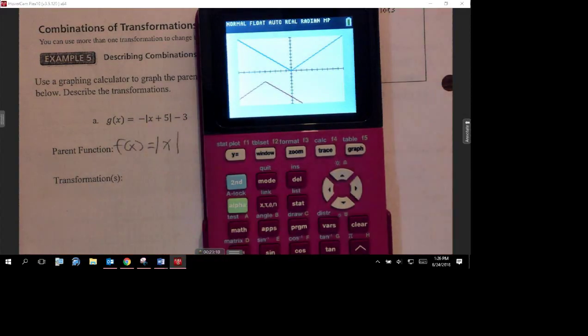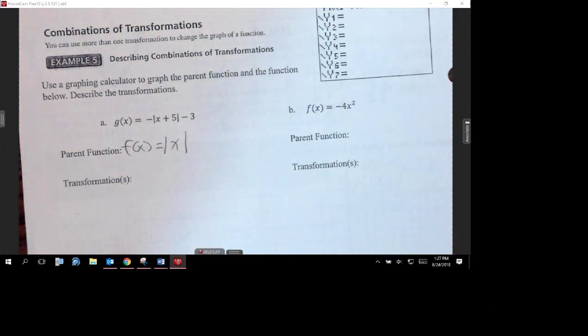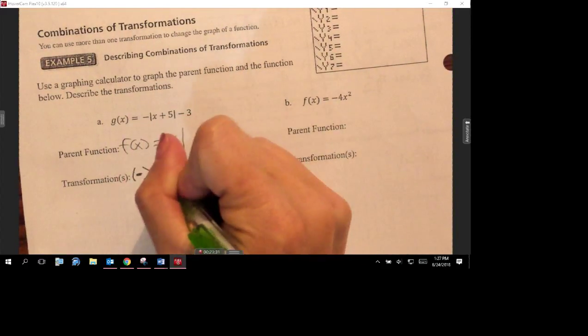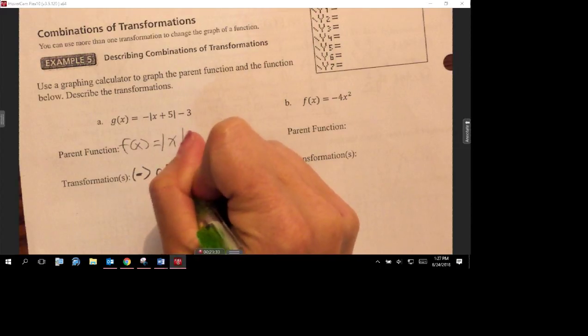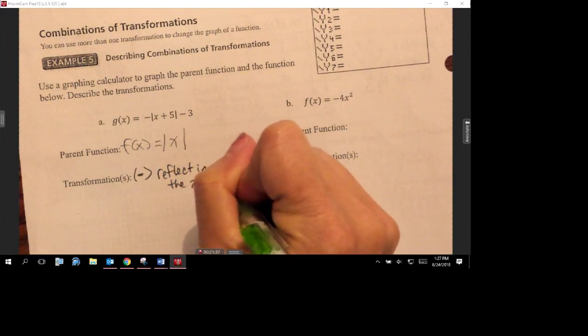What does it mean if there's a negative sign outside of the function? It's going to be a reflect, and then you know which axis it is because up and down means in the x-axis. So that's the first thing we'll write down. So this negative sign is a reflect in the x-axis.